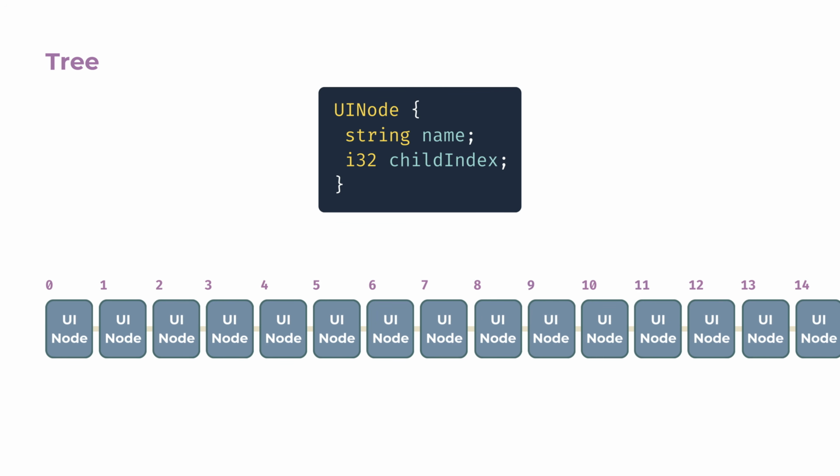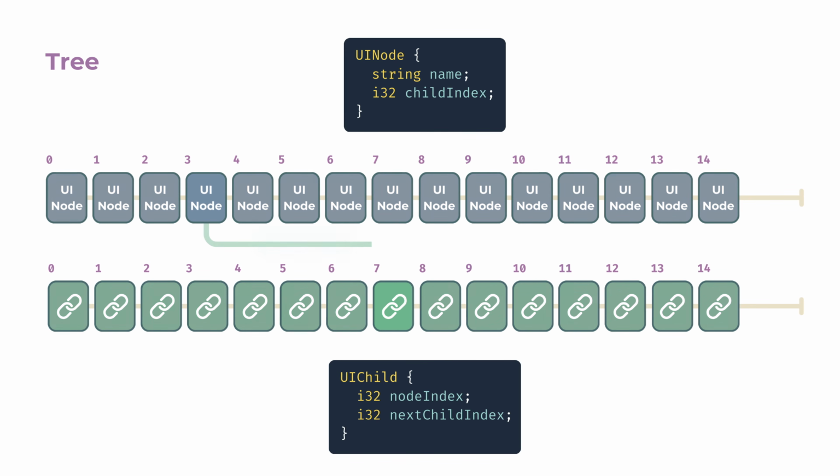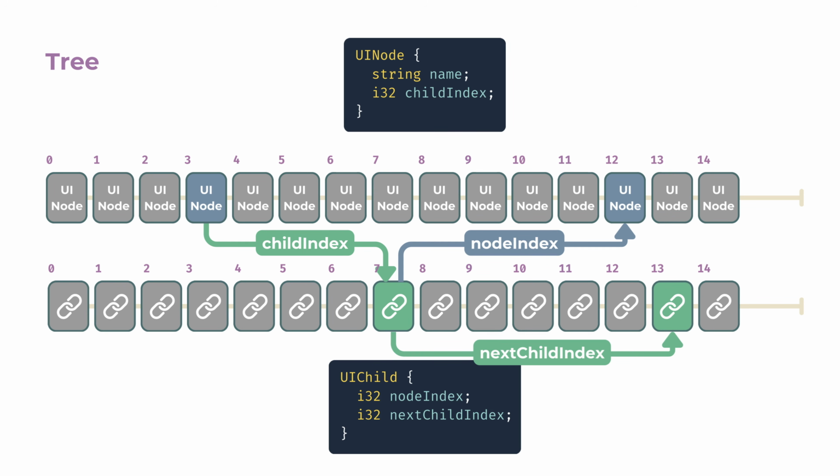Each node has a child index which points into our second array, which stores the relationships between the nodes. Each relationship is just a simple object containing the index of the child node in the first array and the index of the next linked list item in the second array. That is, the next child.